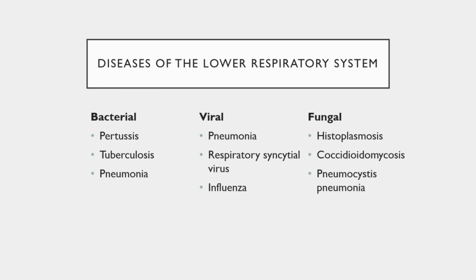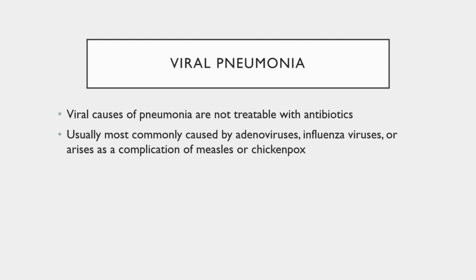We are now moving on from the bacterial infections of the lower respiratory system to the viral infections, which includes, again, pneumonia, respiratory syncytial virus, and influenza. So we'll start with viral pneumonia. Viral pneumonia, unlike bacterial pneumonia, is not treatable with antibiotics because antibacterial drugs do not work against viruses.